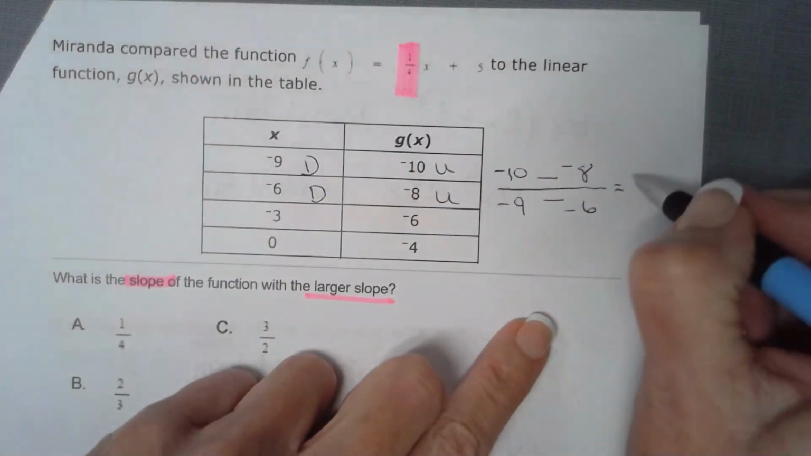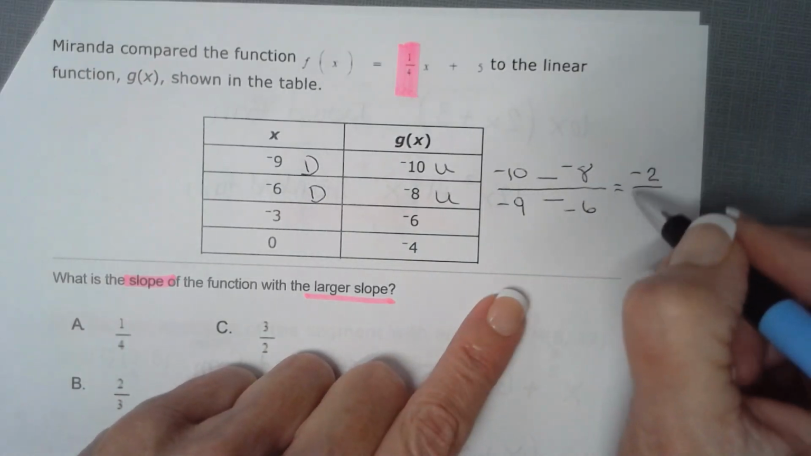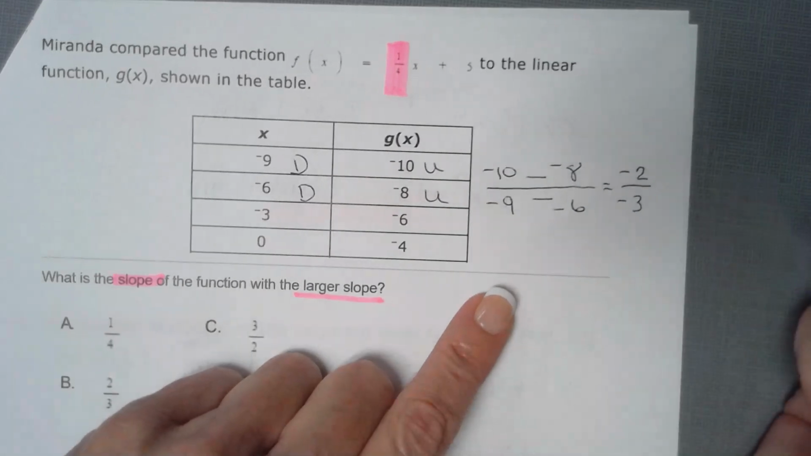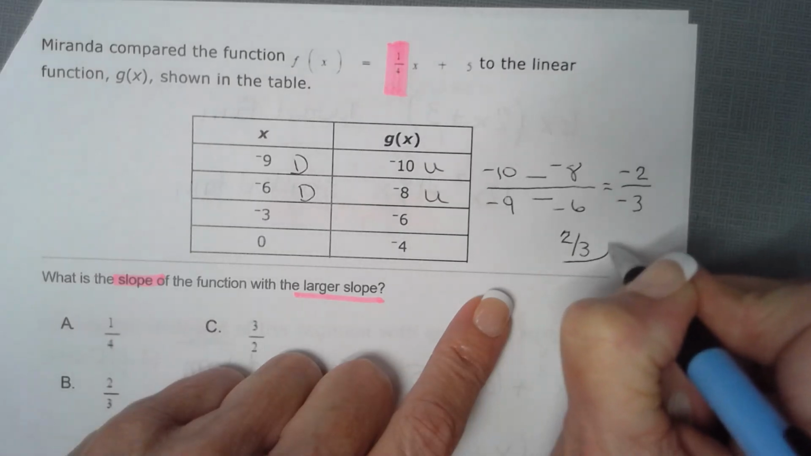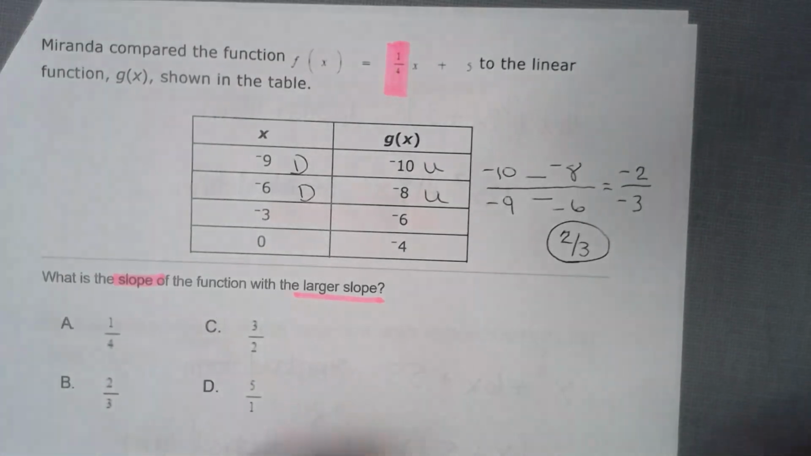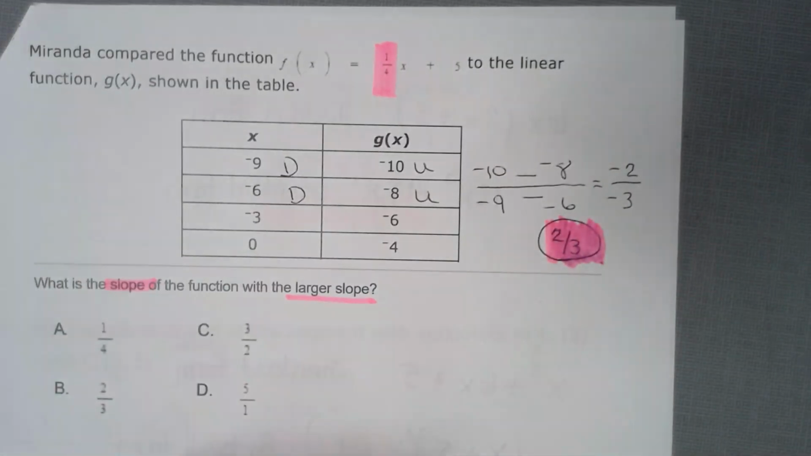When I simplify the top, I get -2. When I simplify the bottom, I get -3. A negative divided by a negative is a positive. Okay? So, I've got a slope of 1/4 and a slope of 2/3.